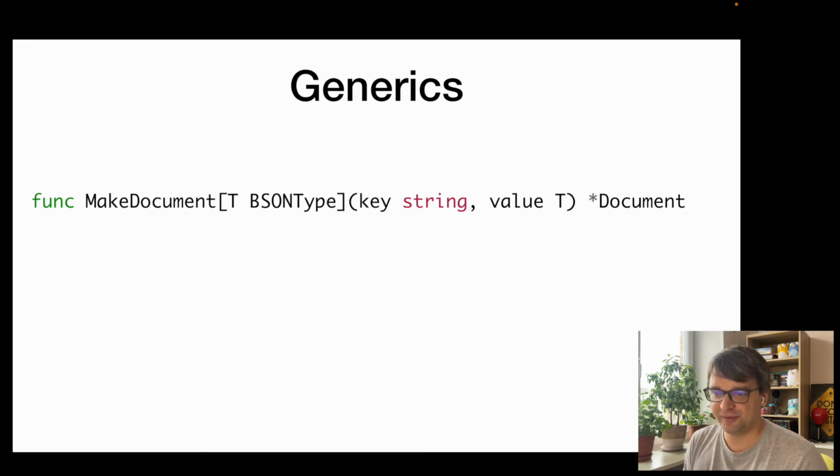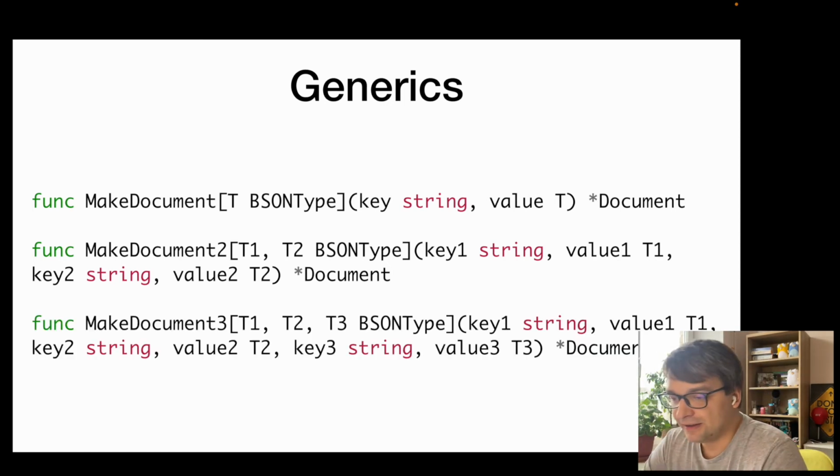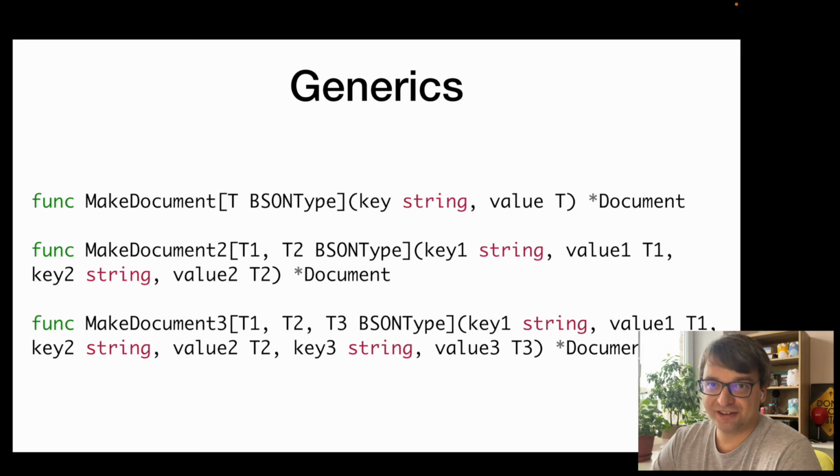But what if we want to make a document with two pairs? Unfortunately, there is no support yet for variadic type arguments, so we have to write something like that. We pass two type parameters and then we create two key-value pairs. And if we want to create a document with three pairs, we have to use a function like that. Of course, that doesn't look so good, but that's the best we can do right now, unfortunately.